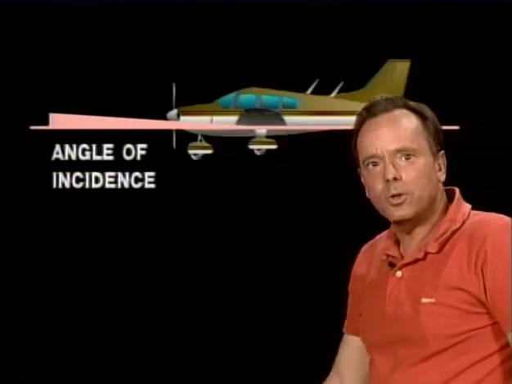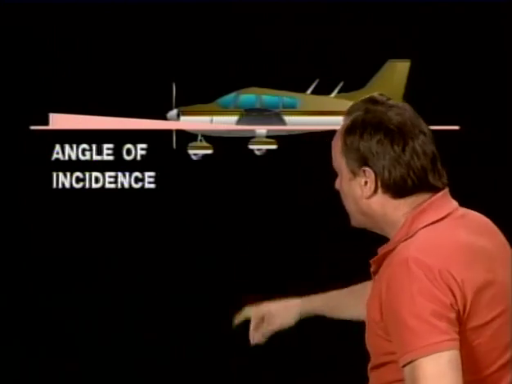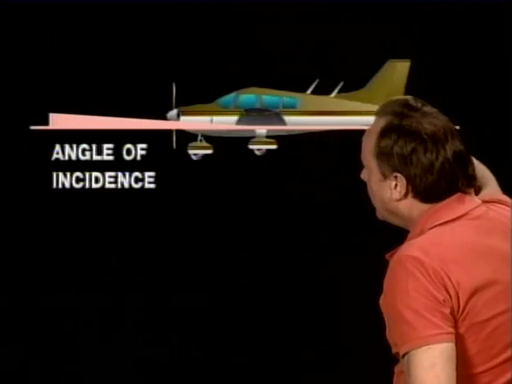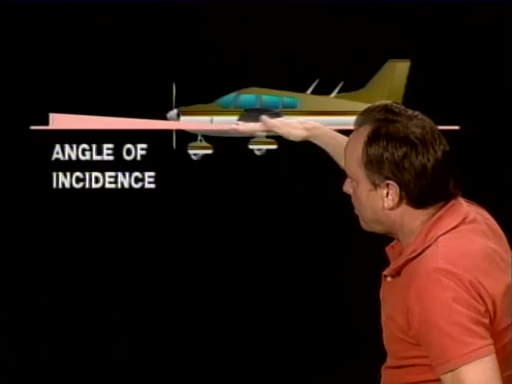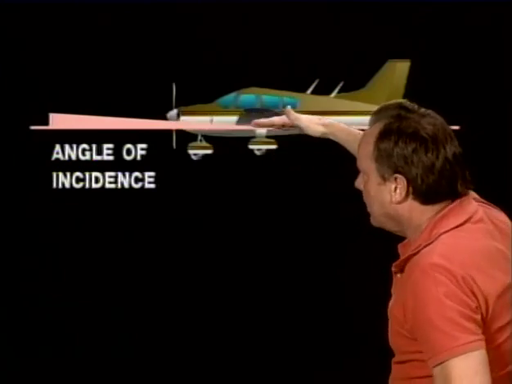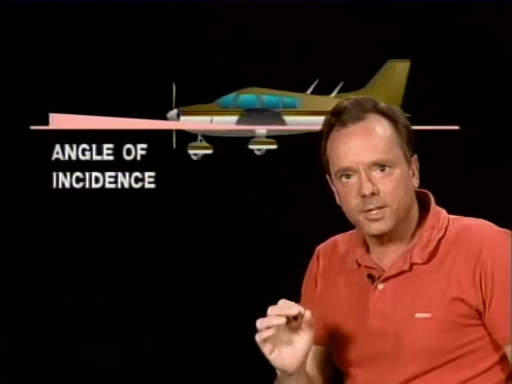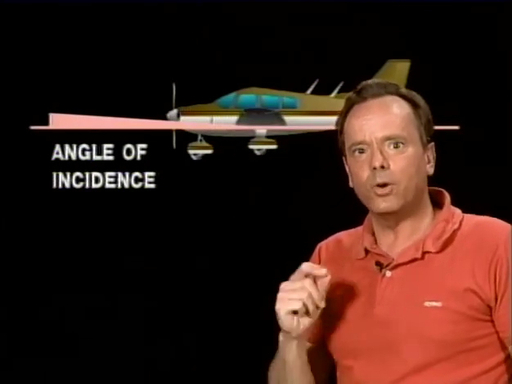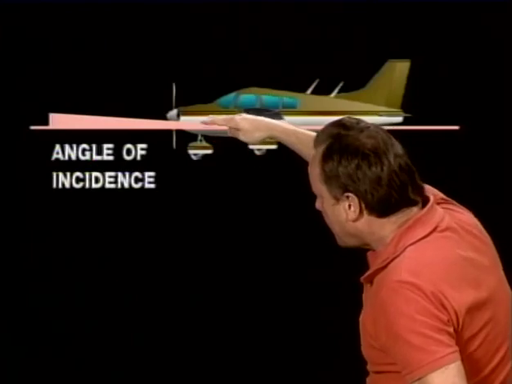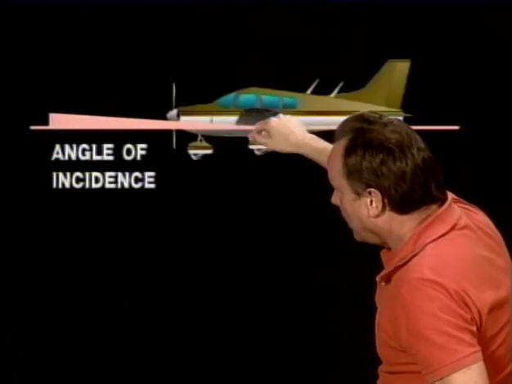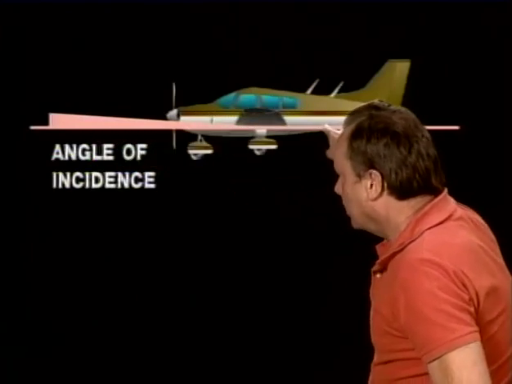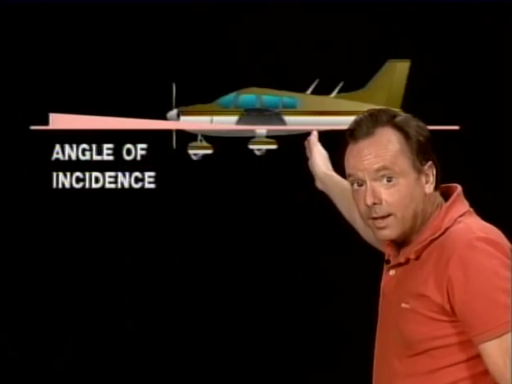Now, the longitudinal axis of the airplane is essentially a line drawn from the rear of the airplane to the front of the airplane that passes through the center of gravity, and the airplane rolls about that longitudinal axis. The angle of incidence tells you how the wing is bolted onto the aircraft, and it's the angle between the chord line of the wing and that longitudinal axis. But they don't put it exactly like that on the test.